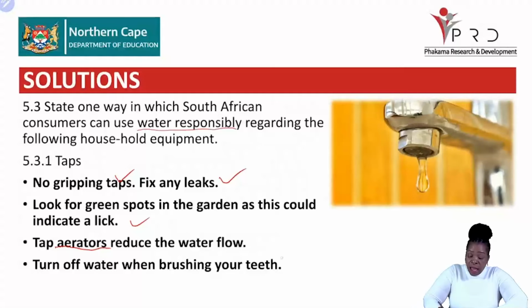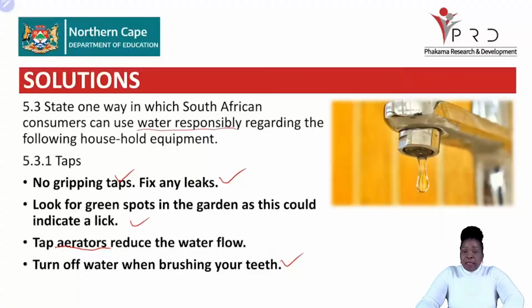And then the other one is you must turn off the water when you are brushing your teeth, right? We usually use taps when we brush our teeth, but it is more advisable to use a tumbler when you are brushing your teeth instead of brushing on a running tap. Thereby, we can be responsible citizens and save our water.